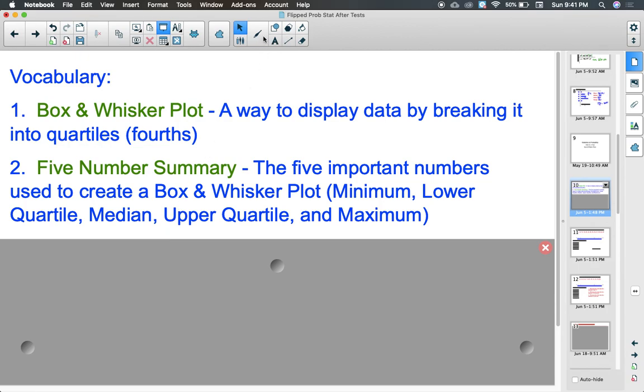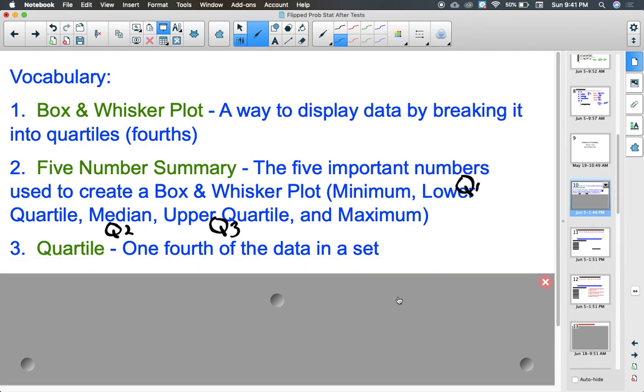Something you will want to make a note of is that lower quartile and upper quartile are also sometimes called quartile 1 for the lower quartile and quartile 3 for the upper quartile. That means that the median is also sometimes called quartile 2. So, some notes that you may want to make about those terminologies.